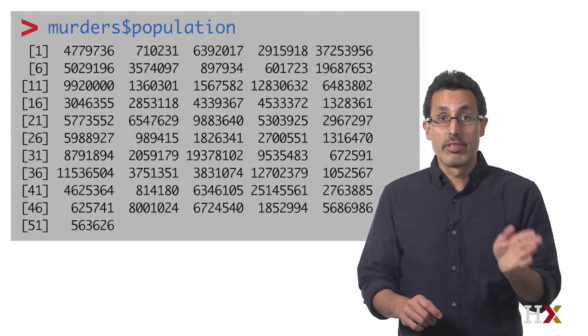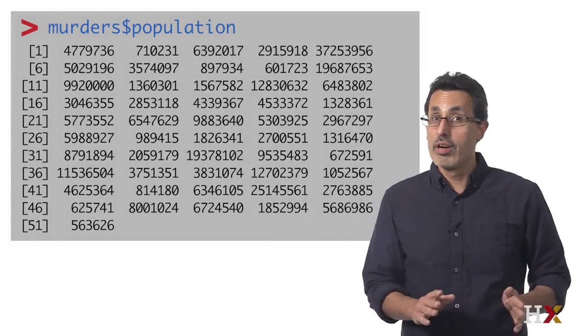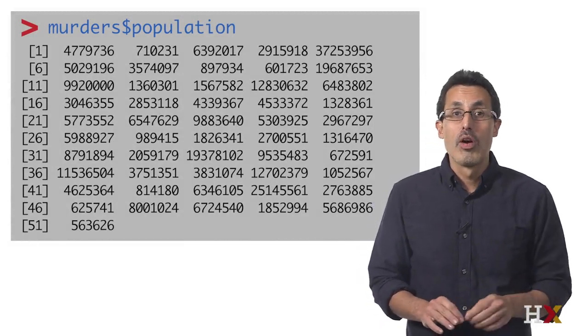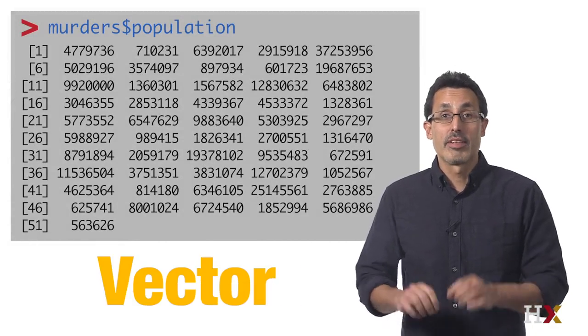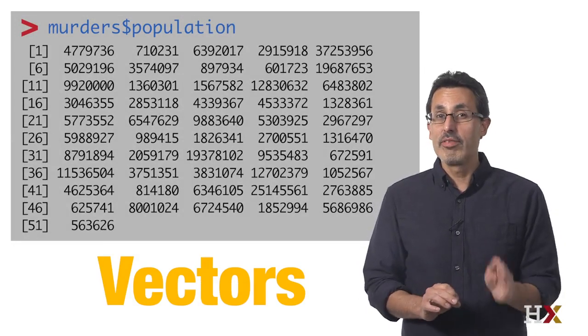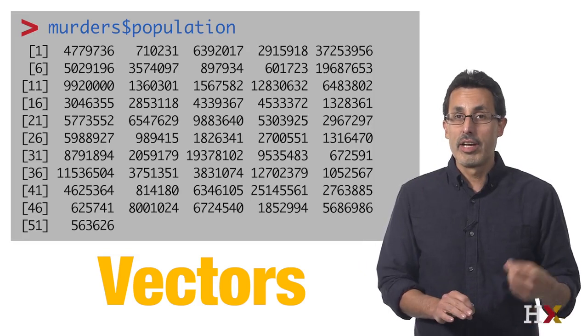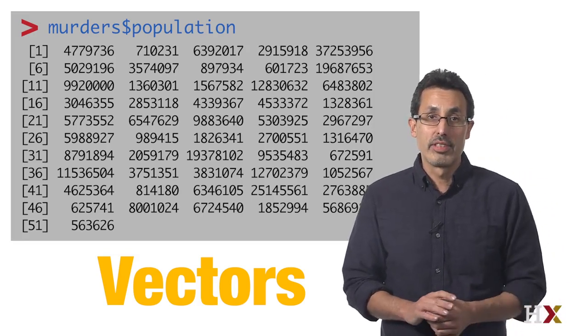For example, we might want to manipulate the state names by the number of murders. Note that the object murders$population is not one number, it's 51. We call these types of objects vectors. A single number is technically a vector, but in general, they have several entries. The function length tells you how many.